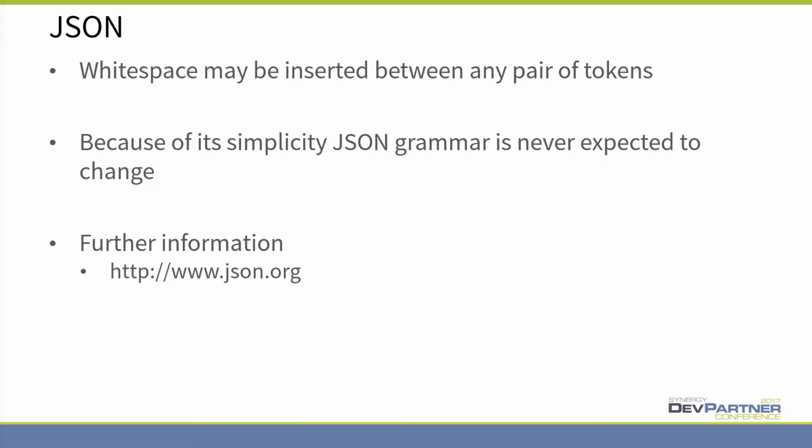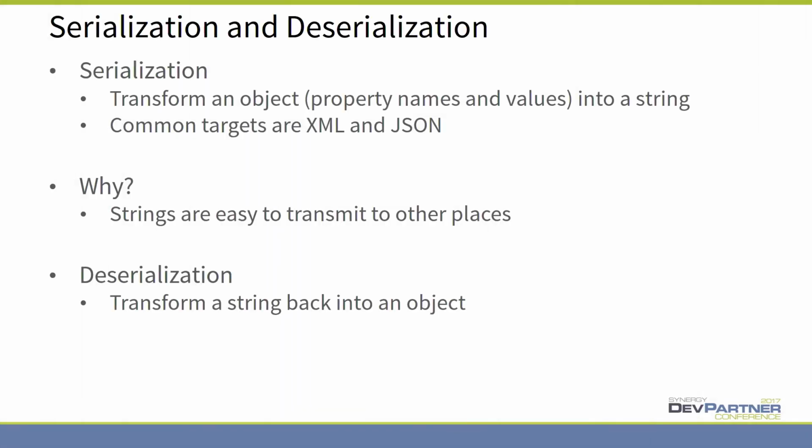In JSON, whitespace may be inserted between any token, so the parsers and things that deal with JSON don't care about whitespace. Obviously, whitespace within quotation marks in strings is relevant, but anywhere else is not. And because of its simplicity, I read this on the website, json.org, the syntax of JSON is never expected to change. So the few slides that we've seen are it. You now know everything there is to know about JSON. It's a very simple format, and probably will not change according to the site that documents it.